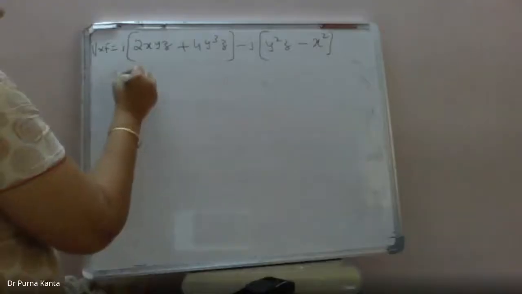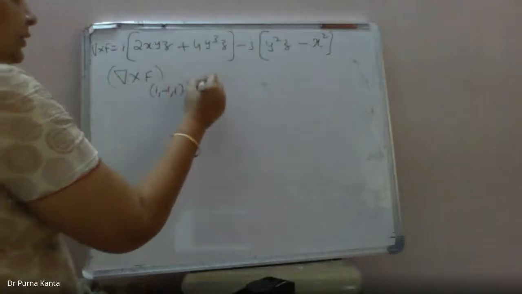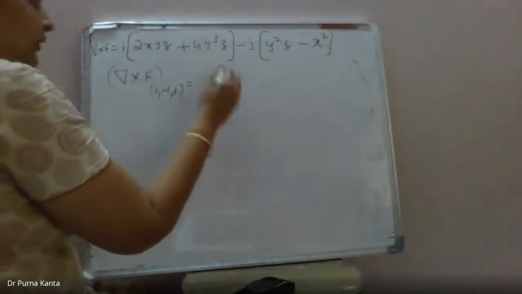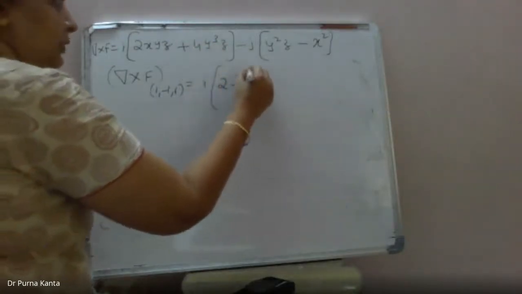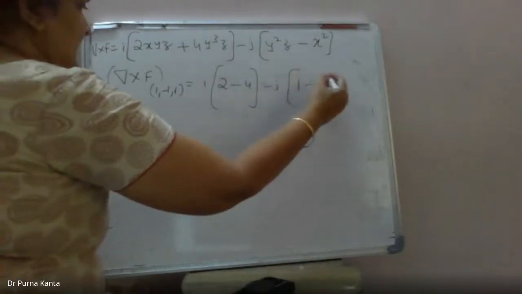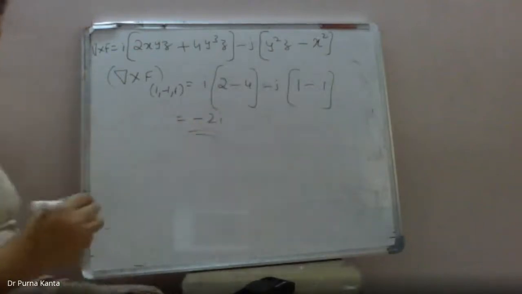So we are asked to calculate del cross f at the point (1, minus 1, 1). So we substitute i times 2 into 1 into minus 1 into 2, which is minus 2. Minus 1 whole cube is minus 1, so minus 4. Minus j times y square is plus 1 into 1 is 1, minus 1, this is 0. See whether you got the value as simply minus 2i.